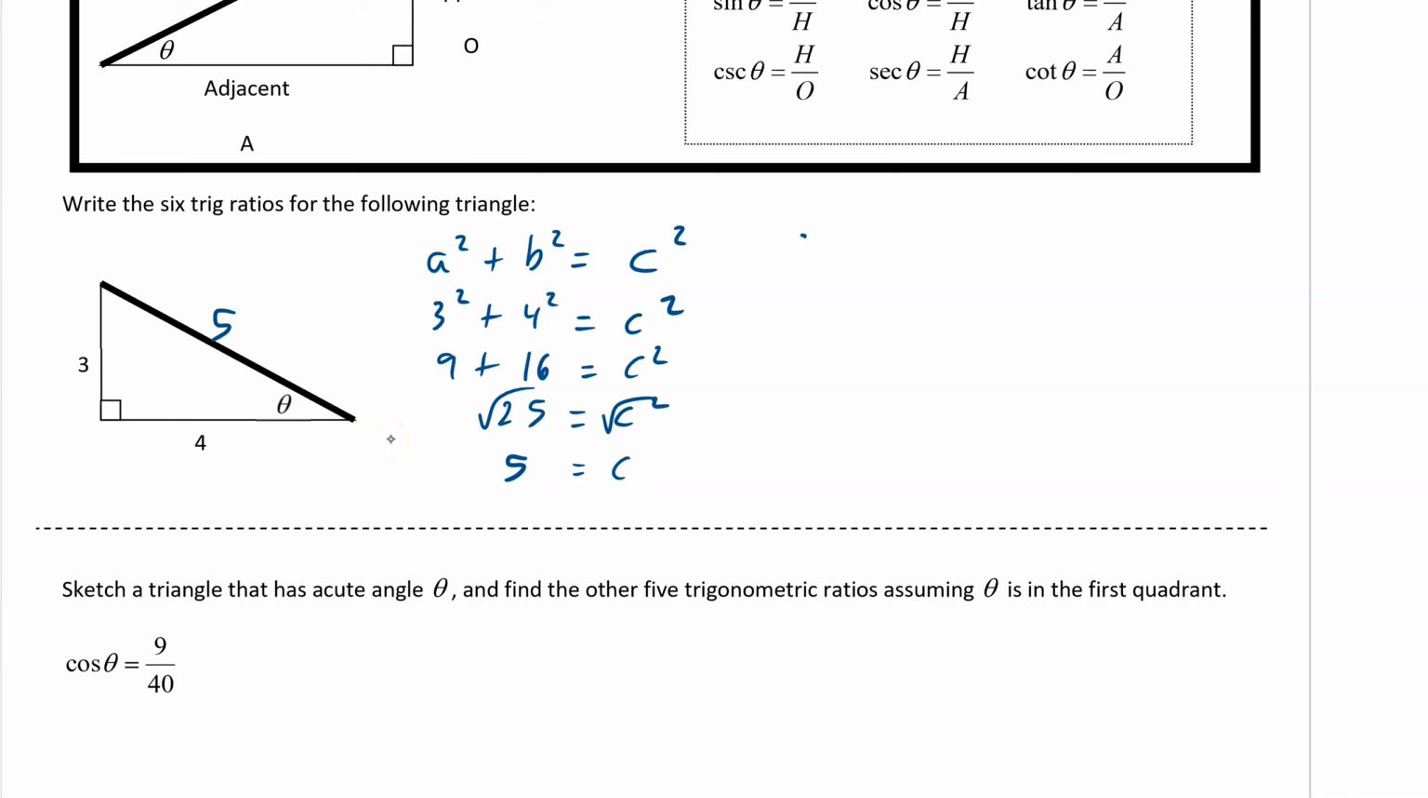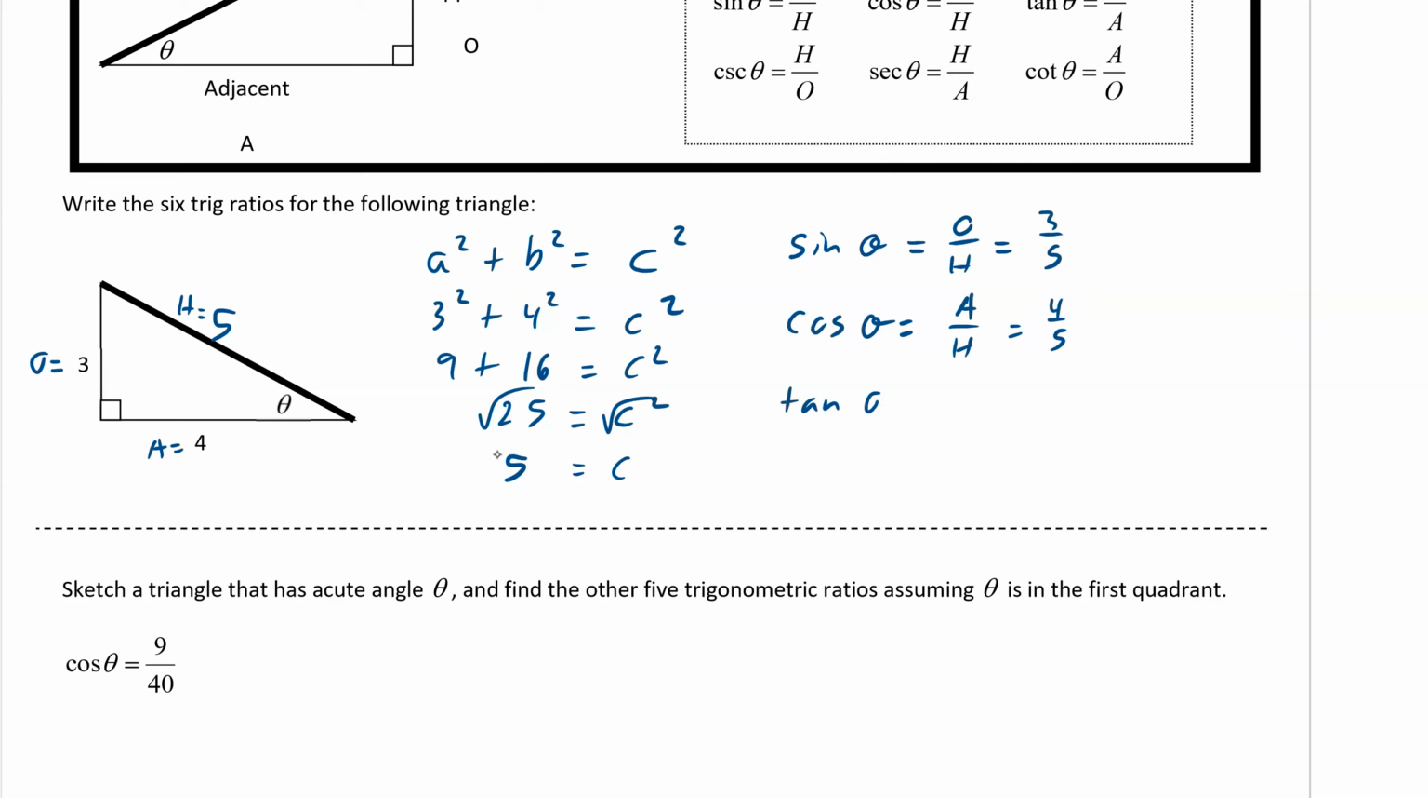Okay, so then sine theta would be opposite over hypotenuse. And again, this is opposite. This is adjacent. And this is our hypotenuse. And again, adjacent is right next to it. Opposite is literally opposite, and hypotenuse is the longest. So opposite would be 3 over 5. Our cosine theta then would be adjacent over hypotenuse, so that would be 4 over 5.